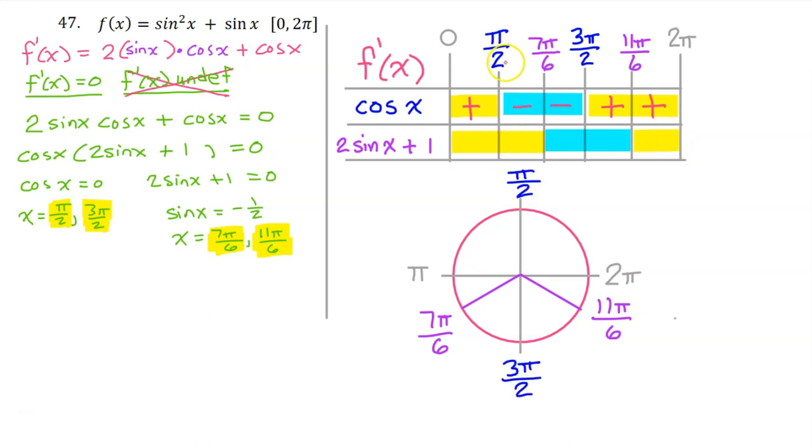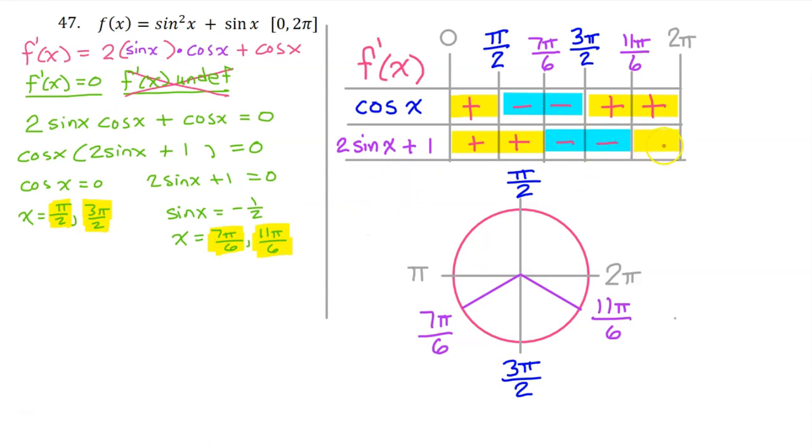In this first interval, we can use pi over 2 as a test value. At pi over 2, sine, a y value, is 1. So this factor becomes 2 times 1 plus 1. That's positive 3. So this factor is positive in this interval. In the middle interval, we can use 3 pi over 2 as a test value. Sine is negative 1 at 3 pi over 2. So this factor becomes 2 times negative 1 plus 1. That's negative 2 plus 1, which is negative 1. So this factor is negative in this interval.